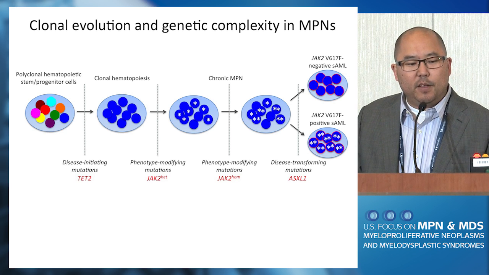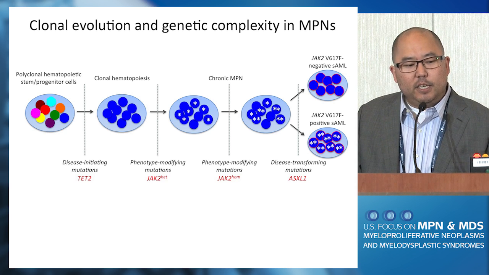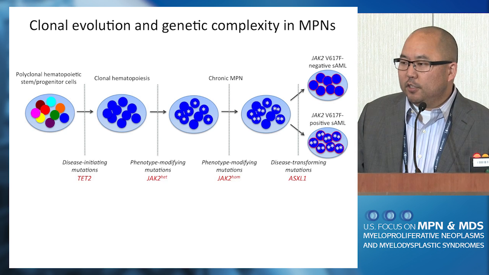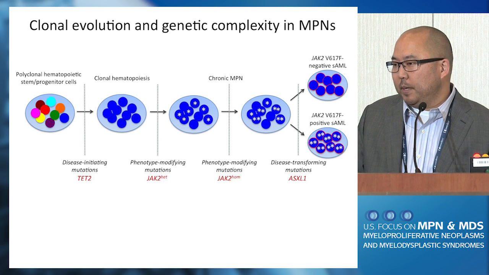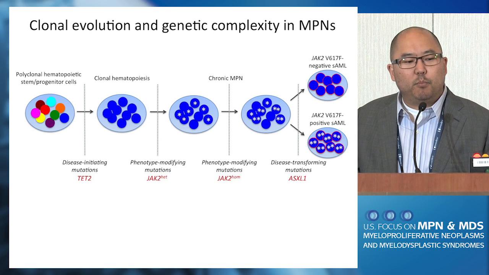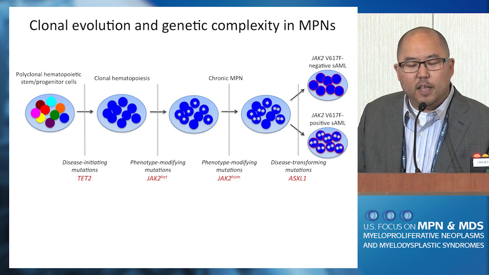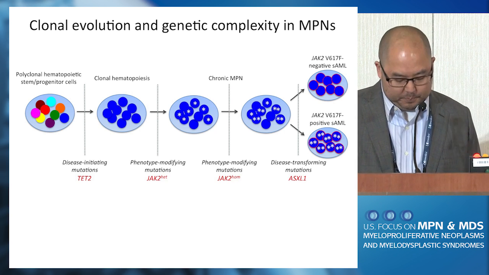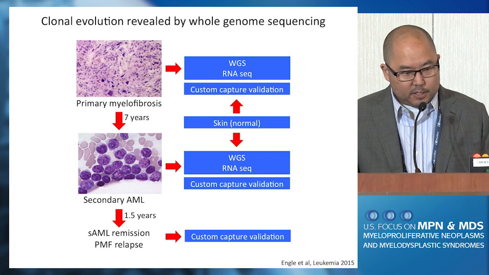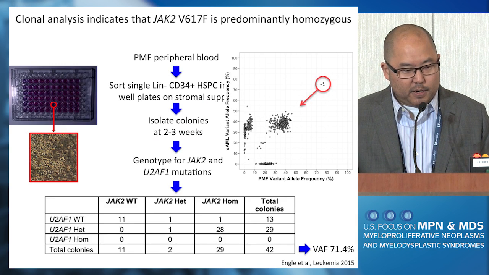common that the AML that arises does not harbor the JAK2 mutation. This indicates, one, that JAK2 V617F may not be a strong driver of transformation, and two, that there must be some pre-JAK2 mutations that contribute to development or are ultimately included in the clone that develops secondary AML. And I'm just going to skip over this part for the sake of time to get to another point.